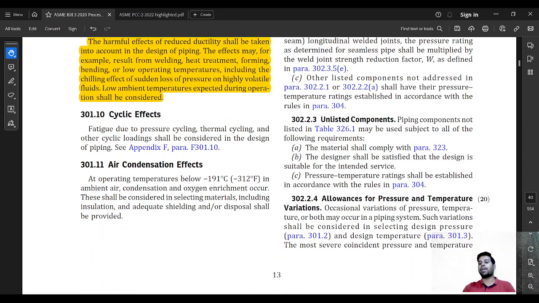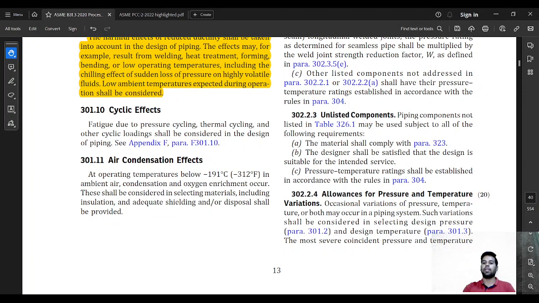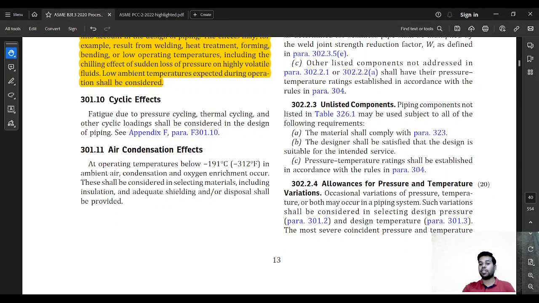Unlisted components, the material shall comply with paragraph 323. Designer shall be satisfied that the design is suitable for the intended service, and the pressure temperature rating shall be established in accordance with the rules of paragraph 304. Allowance for pressure and temperature variation.